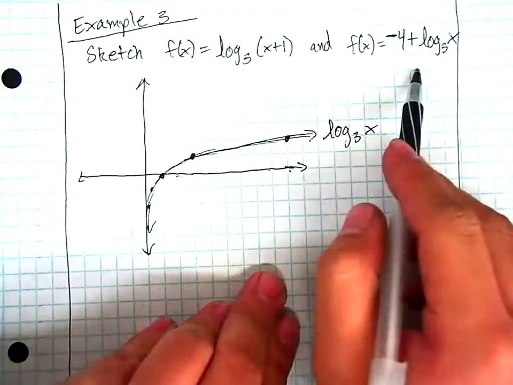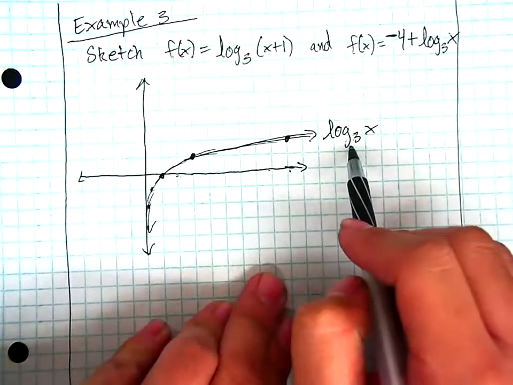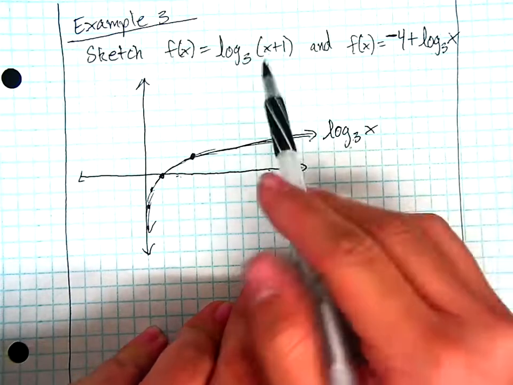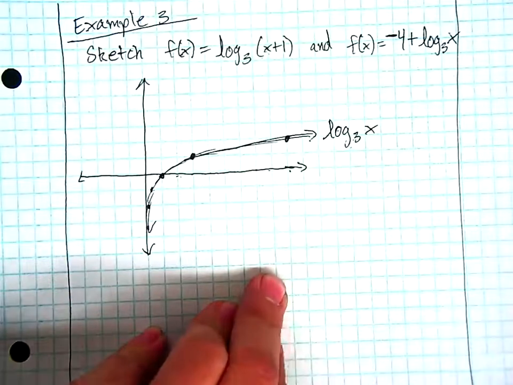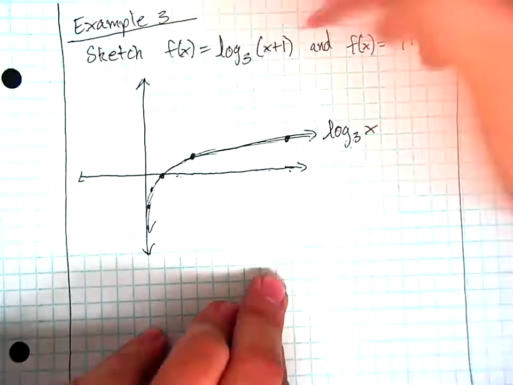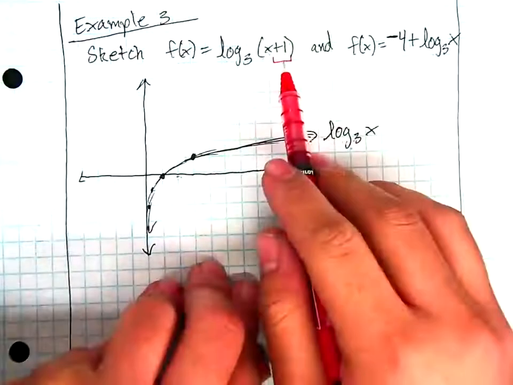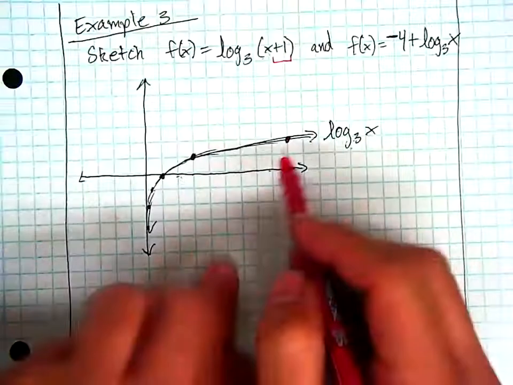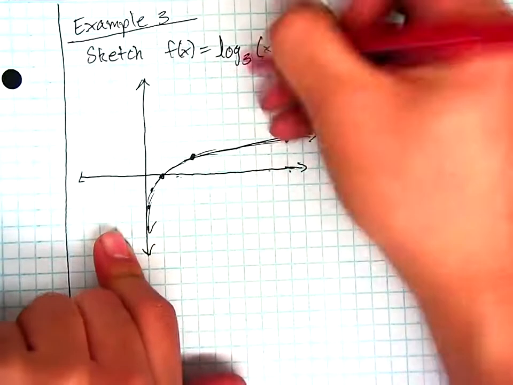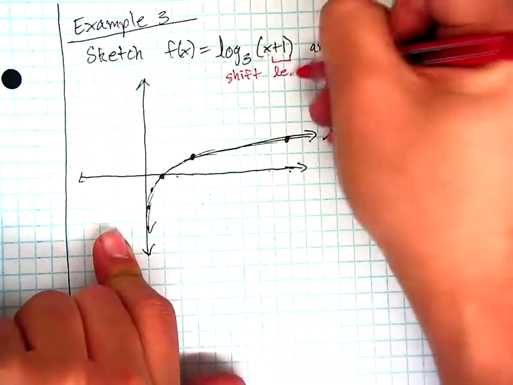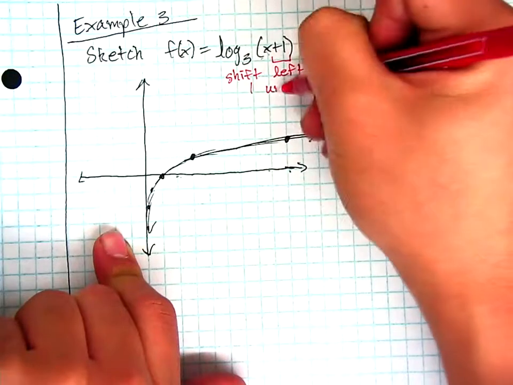These two functions that I have up here are actually just transformations of this original one. And what they tell us to do is basically move left, right, up, or down. This one, because I'm adding a 1, I'm actually going to be shifting all of my coordinates to the left. So shift left 1 unit.